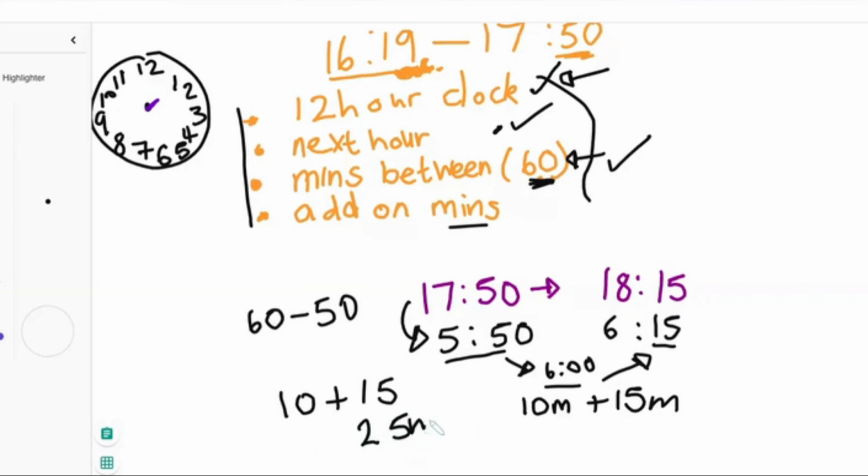So we know that between 1750 and 1815, which is also 5:50 and 6:15 on a 24-hour clock, is 25 minutes. So there's 25 minutes between these times.